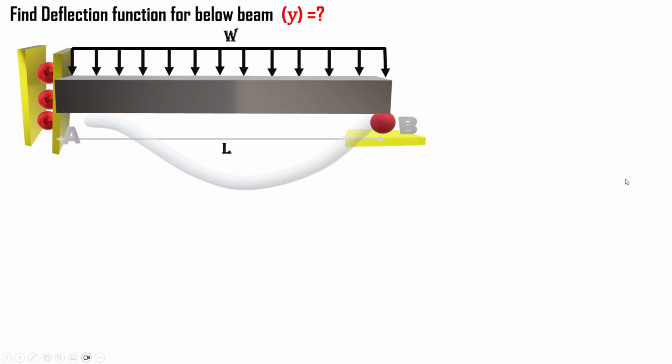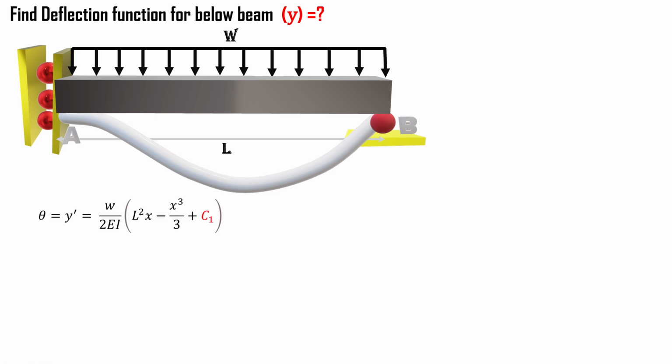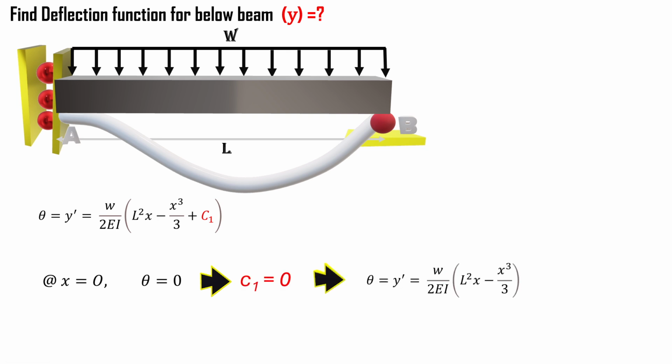So now let's go to the boundary condition for our theta or y prime. At x equal to 0, there is no theta. As you can see here at the sliding support, it's like fixed, and there is also no theta. So in that sense, C1 is equal to 0. So the y prime function is simply W over 2EI times L squared x minus 1/3 of x cubed.